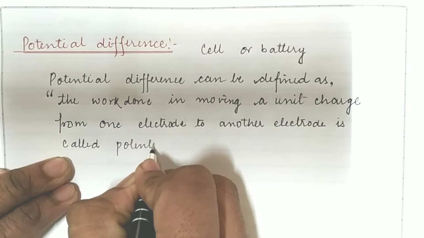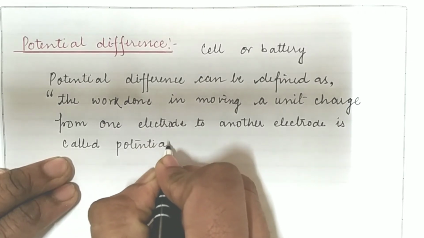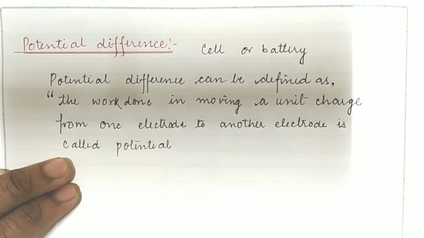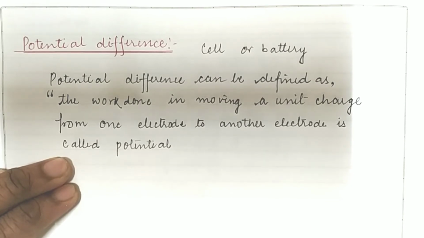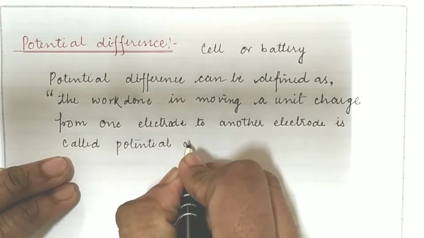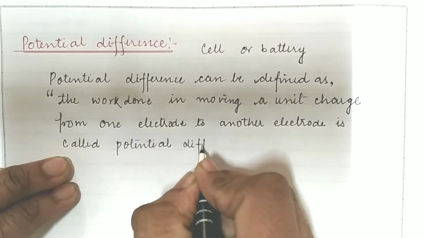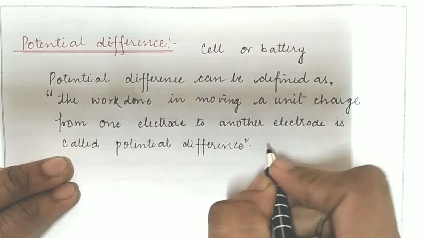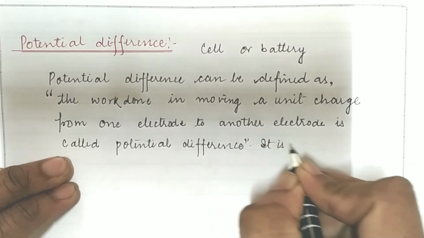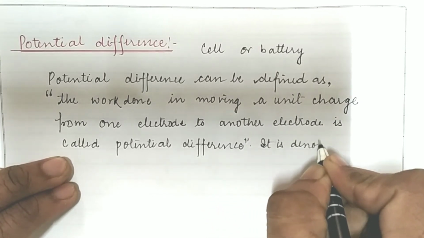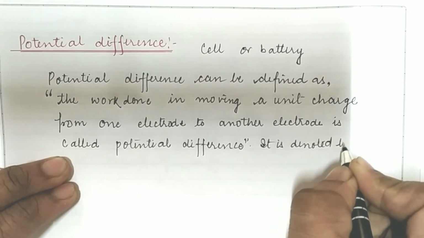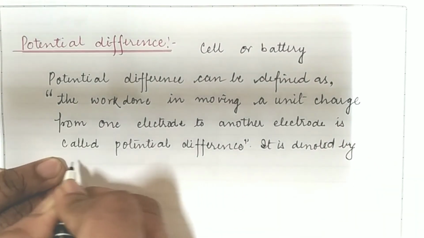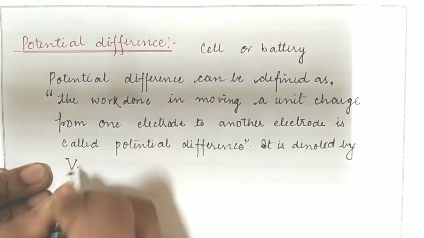So children, it means that whatever the amount of work to be done in order to shift a charge from one electrode to another electrode in a circuit is said to be the potential difference between the two terminals. Okay children, and the potential difference is denoted by the capital letter V.